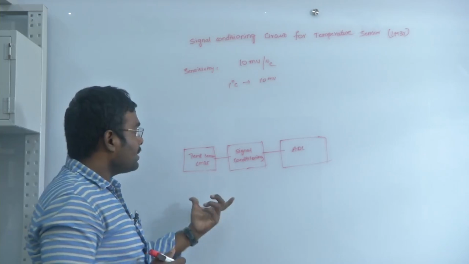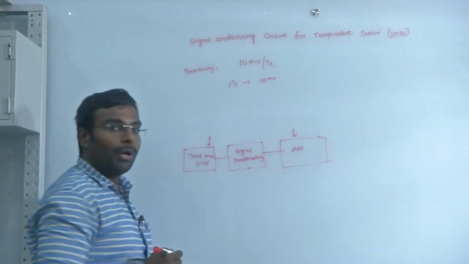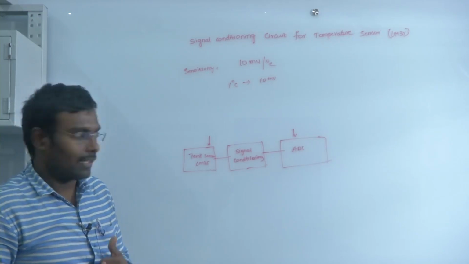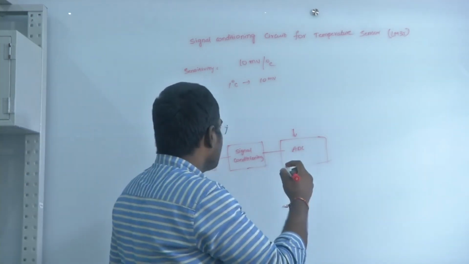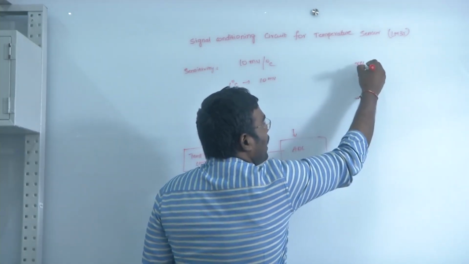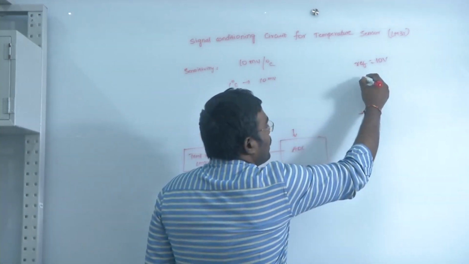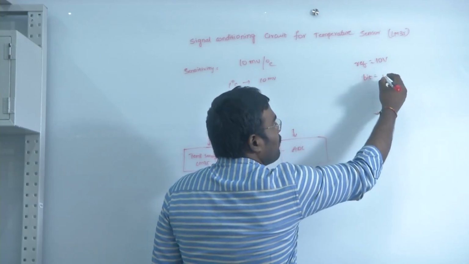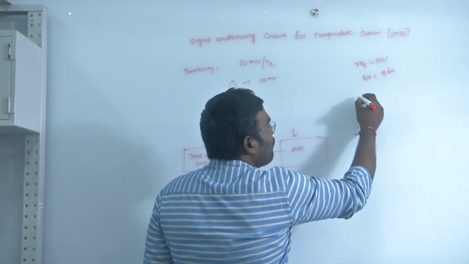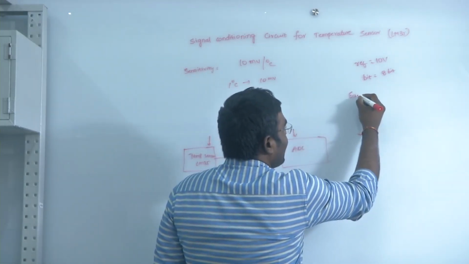Why do we require it? If we directly interface the temperature sensor to the ADC circuit, the accuracy of the complete system will come down. What do we mean by accuracy in this case? When we see the ADC, say the reference of the ADC is 10 volts and the bit resolution of the ADC is 8-bit. This complete 10 volts will be divided into 256 levels.